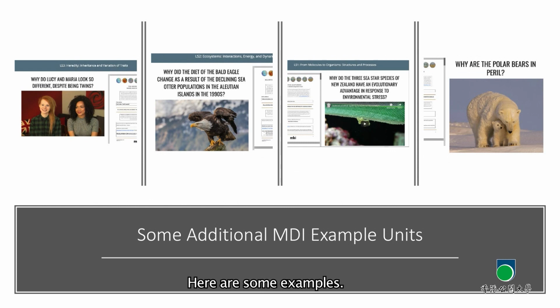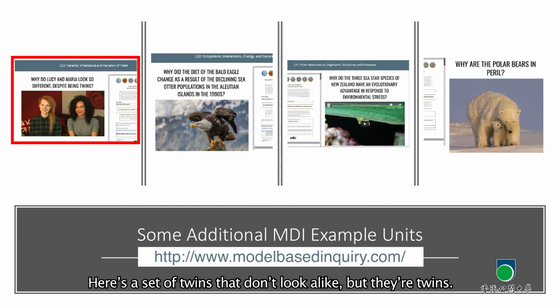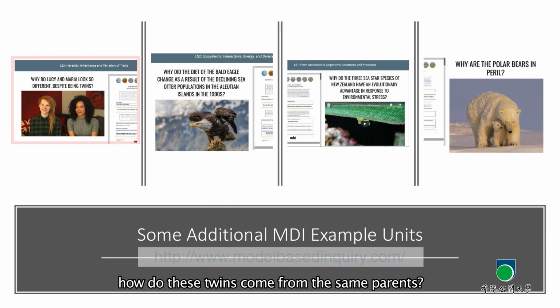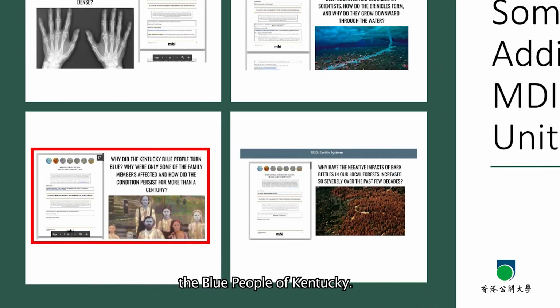So here's some examples. We have a website with some curriculum we've developed, and so here's a set of twins that don't look alike, but they're twins. So the question is, how do these twins come from the same parents? And then over here, some more life science examples. We have more here, like there's a crazy case, down here, the blue people of Kentucky.